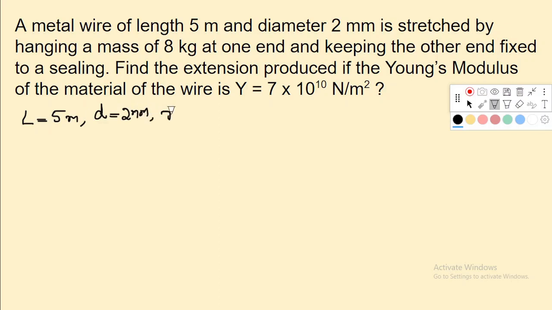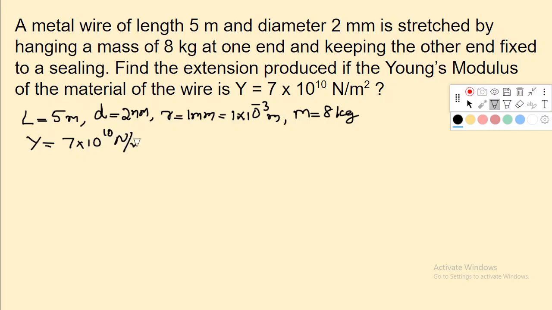From that we can write the radius R is equal to 1 millimeter. So let us convert into meter. That is 1 into 10 raised to negative 3 meter. And here the load is attached, so the mass M is equal to 8 kilogram. And we are also given the Young's modulus, that is Y is equal to 7 into 10 raised to 10 Newton per meter square.